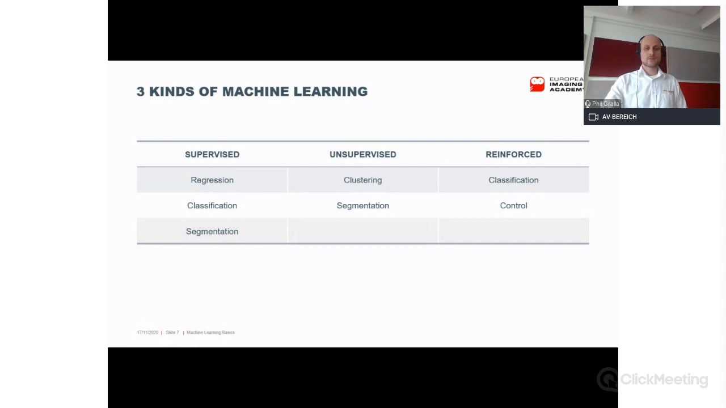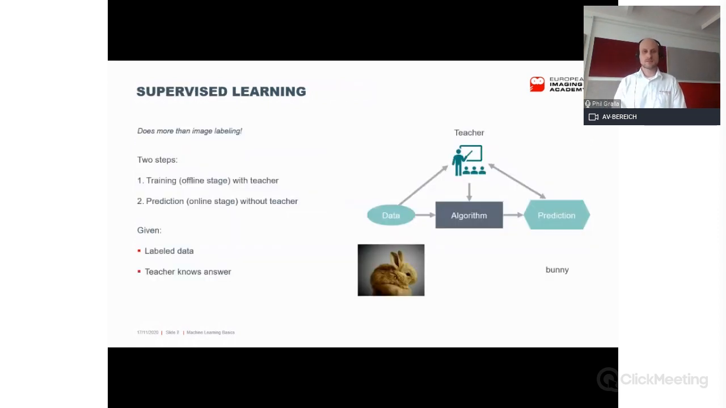So let's start with the first one, supervised learning, probably the most classic one. I always compare it with when people went to school, because supervised means that there's some kind of teacher, something that knows basically all the answers. I know not all teachers know all the answers, but we just assume we have a perfect teacher here. The idea is that we split into two stages. The first one is the offline stage with a teacher, where we train our algorithm. Then later, when we apply it, we call it the prediction stage, and that is where we don't need a teacher anymore.